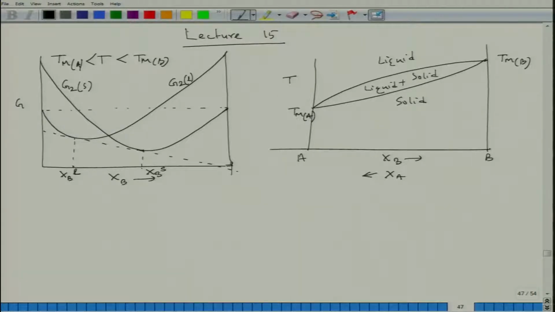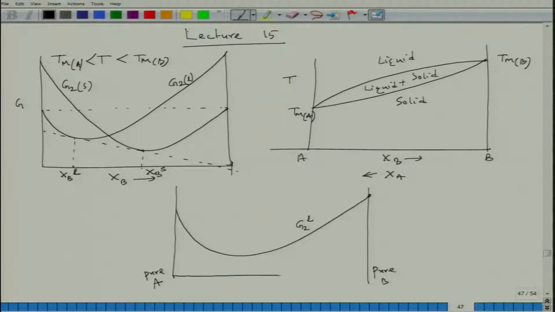At the same time, in our previous discussion we can also see, let us say we have this G2 line of one particular phase. For example, let us consider a liquid phase, a liquid solution. So this is the pure A side, this is the pure B side. I just put a line here to refer to this free energy composition diagram. Now let us say I start with some composition X0 with reference to B, that means this is the composition in terms of XB.